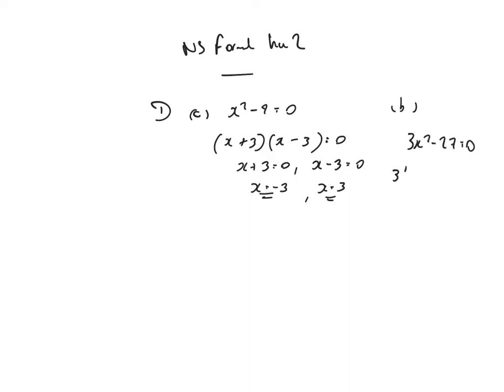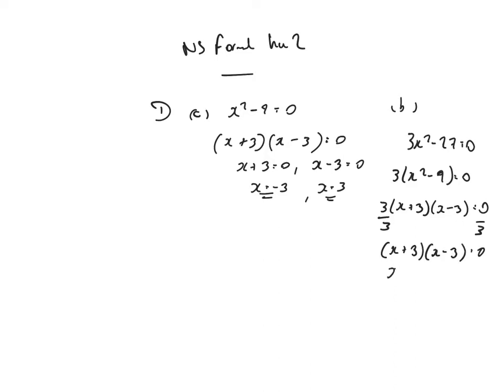Part B, 3x squared minus 27 is equal to 0. Okay, first move, take out the common factor, 3 bracket x squared minus 9 is equal to 0. 3 bracket x plus 3 bracket x minus 3 is equal to 0. Divide both sides by 3. Gives me x plus 3 bracket x minus 3 is equal to 0. X plus 3 equals 0, or x minus 3 is equal to 0. X equals minus 3, or x equals 3.